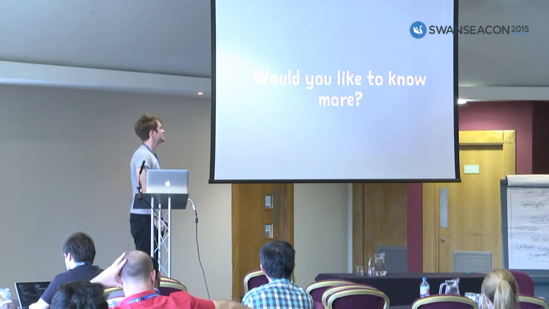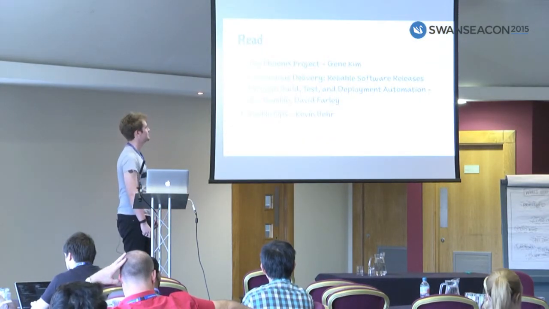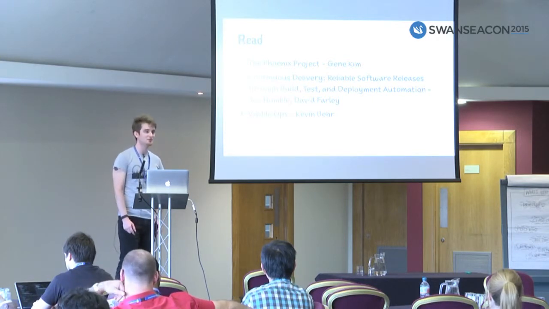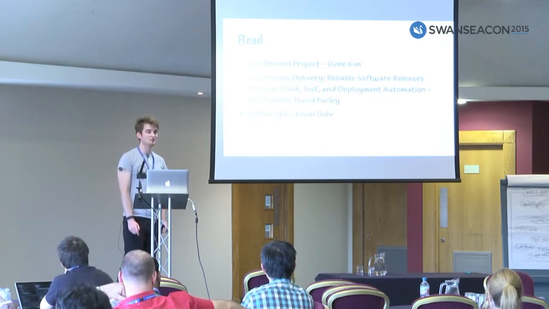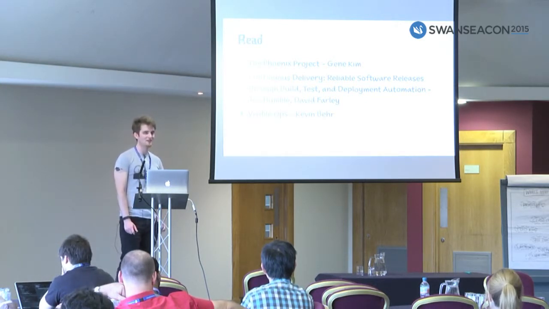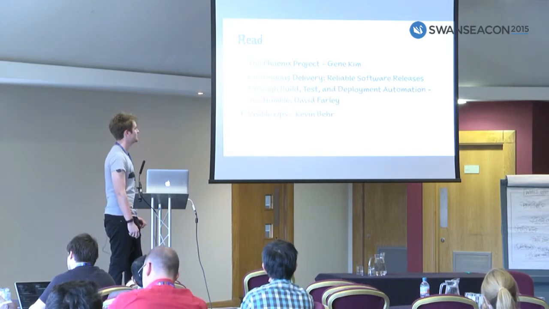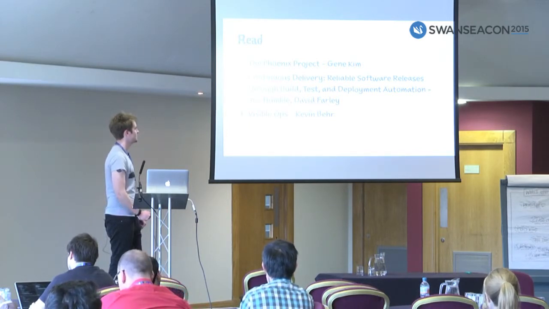Would you like to know more about this? I'd recommend reading The Phoenix Project by Gene Kim. It's a bit weird because it's a fiction book about a fictionalized company and how they deal with the DevOps problem. But it's pretty interesting, and it's really useful for managers if they're having trouble understanding why DevOps is good. You've got the Jez Humble and David Farley Continuous Delivery book. You've got the Visible Ops book by Kevin Behr.